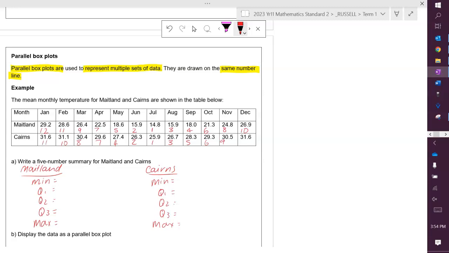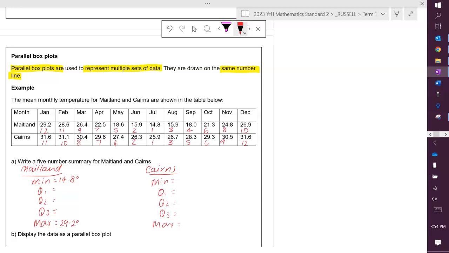And then it doesn't matter with that last score being the same. It doesn't matter which is 11 and 12 for Cairns. So our minimum score for Maitland is 14.8, and then our maximum is 29.2. And then we need to find our halfway point.